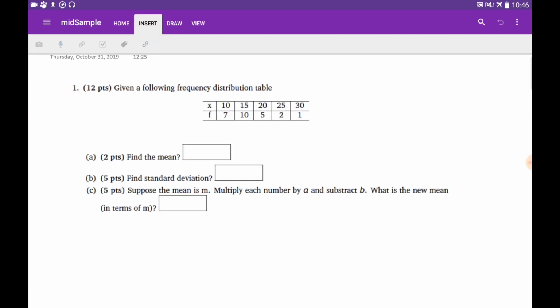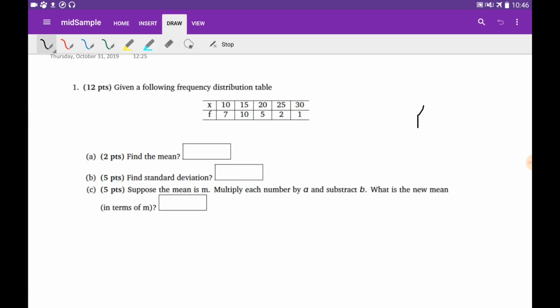Now let's talk about the problems in the third part. So in the third part, we are given the problems and we need to first of all find the mean. So this is the frequency table, and it basically tells us, hey, there are 7 appearances of the 10. So basically it is going to be 10, 10, 10, 10, 7 times. 15 appeared 10 times. 20 appeared 5 times, 25 is 2 times, 30 is once.